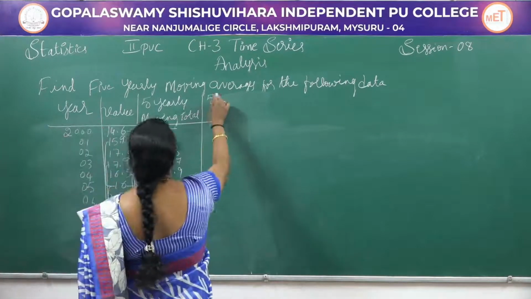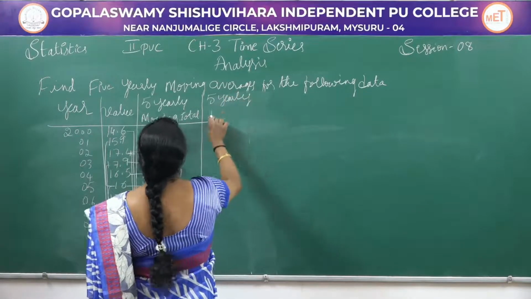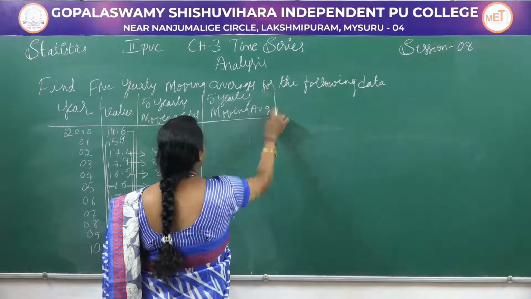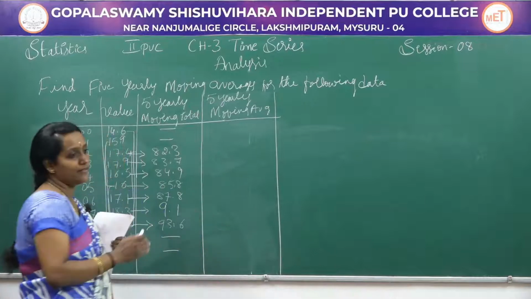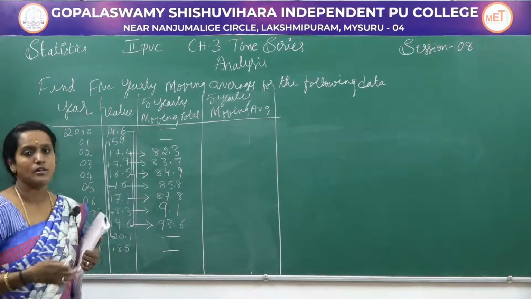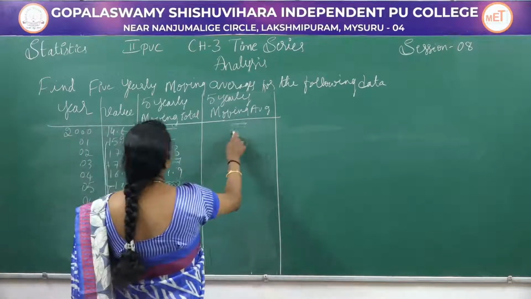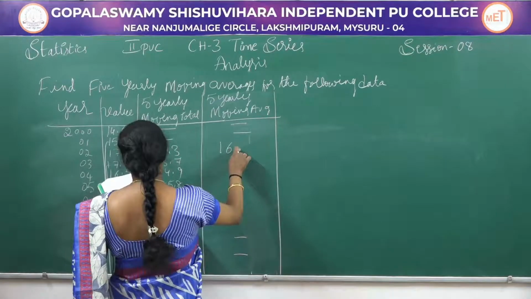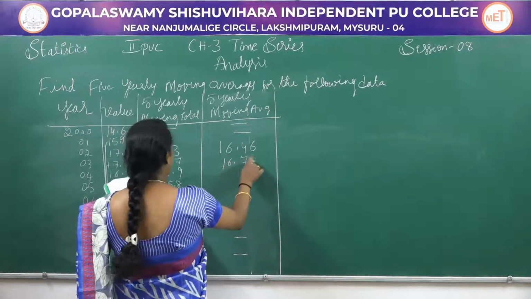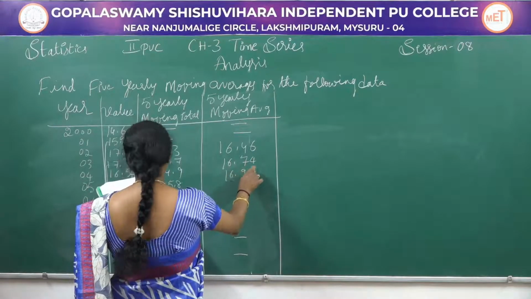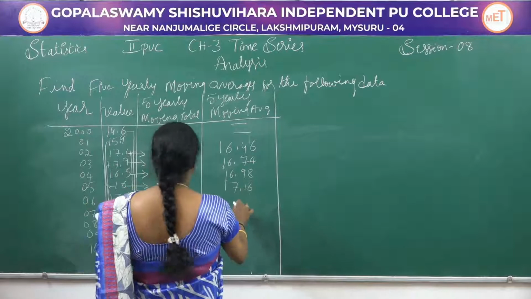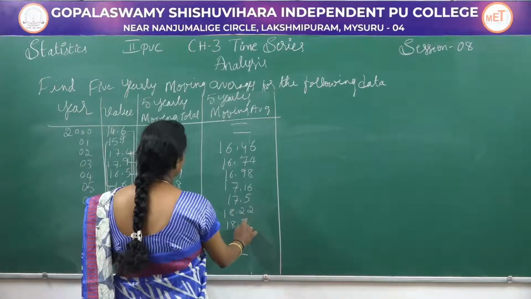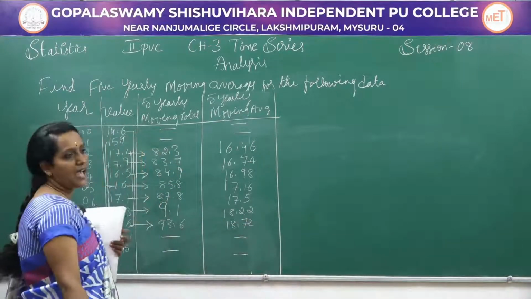Next is 5 yearly moving average. So I will divide the numbers in this total column by 5 because I have added 5 numbers. So the values are like this: 16.46, 16.74, 16.98, 17.16, 17.5, 18.22, 18.72. Again, you just observe the average column.